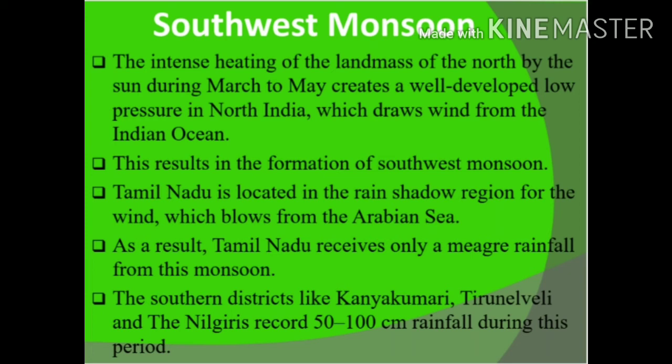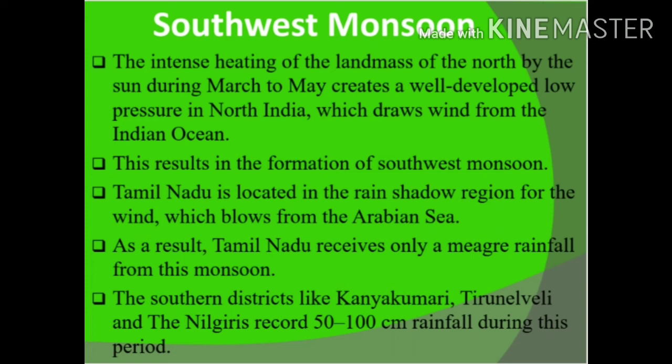That is, in the summer season, in the months of March, April and May, we have a dry climate in the whole part of India. So in the northern part of India, we have high temperature, and opposite to that, in the south, it attracts low pressure, and that results in the formation of the southwest monsoon.